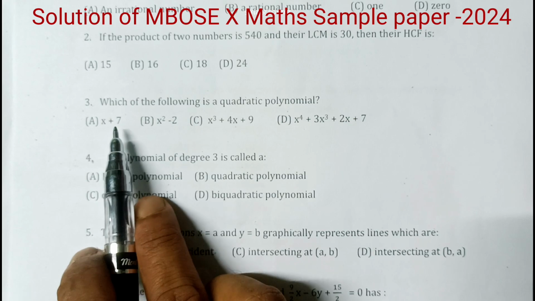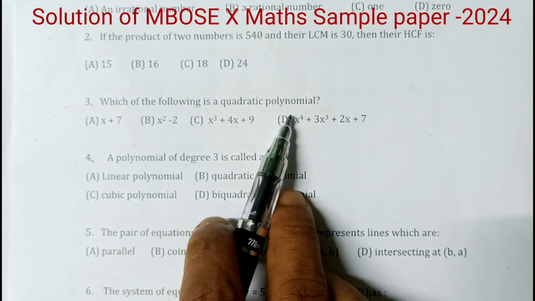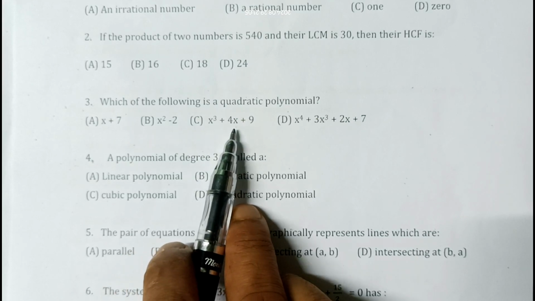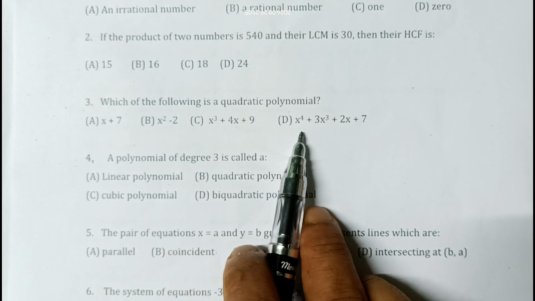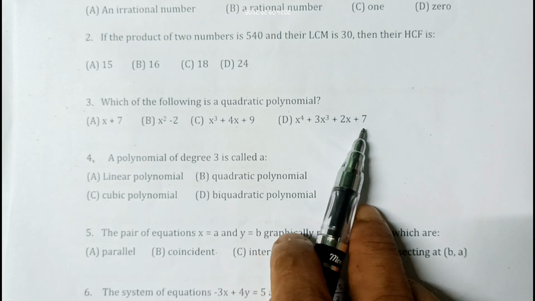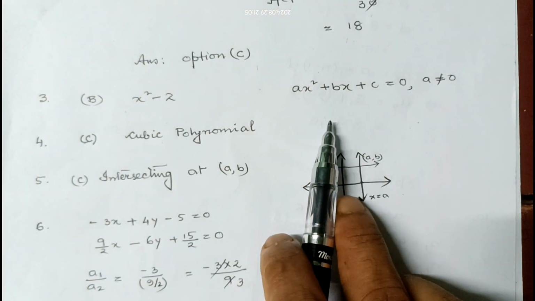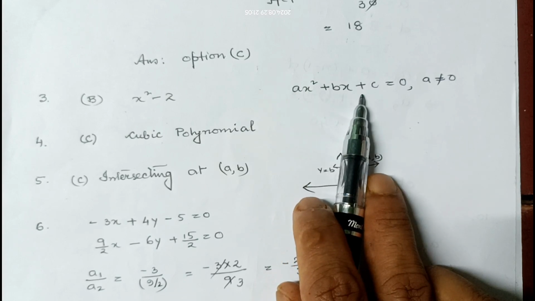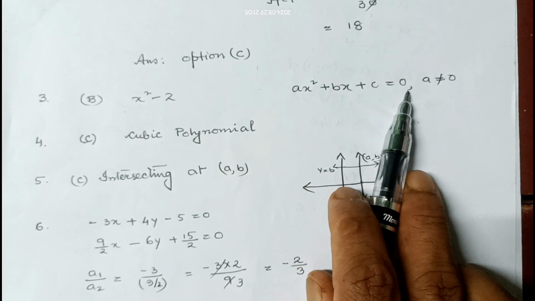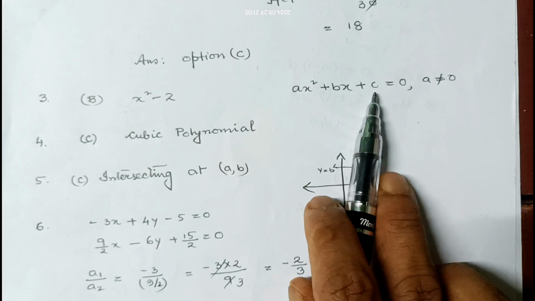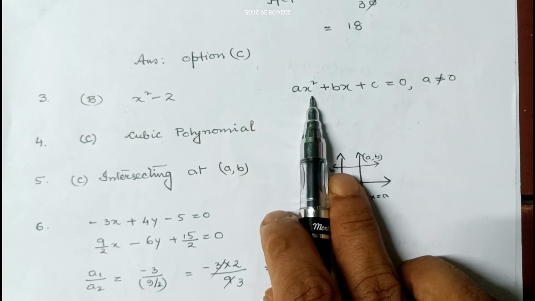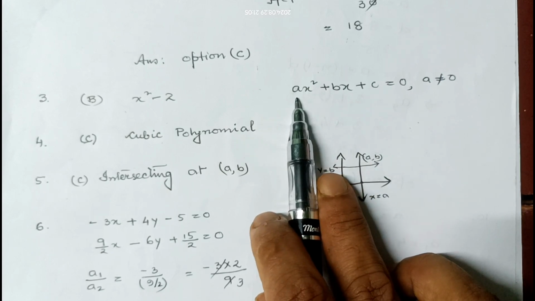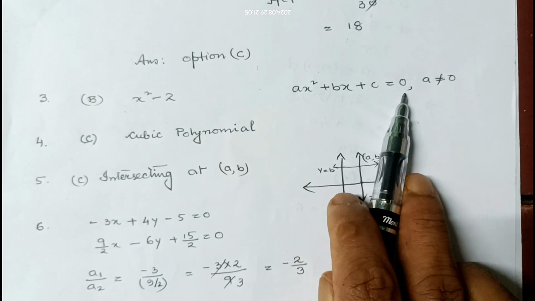In question number 3 it is given, which of the following is a quadratic polynomial? x plus 7, x square minus 2, x cube plus 4x plus 9, and x to the power 4 plus 3x cube plus 2x plus 7. Now we know if it is a quadratic polynomial, the general format is ax square plus bx plus c, and if it is an equation then it will be equal to 0. Clear? If a polynomial is given, then it will be ax square plus bx plus c, and if a quadratic equation is given, then the format is ax square plus bx plus c equals 0.